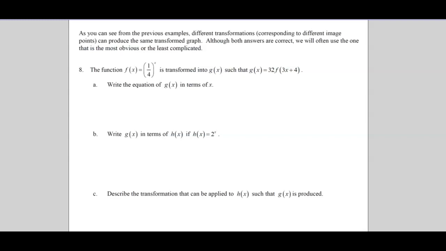Okay, so this one we've got f of x equals a quarter raised to the exponent x, it's transformed into g of x, okay? Where g of x equals 32 times f of 3x plus 4, your function notation. So g of x equals then 32, f is this, where you replace this x with 3x plus 4. Function notation.